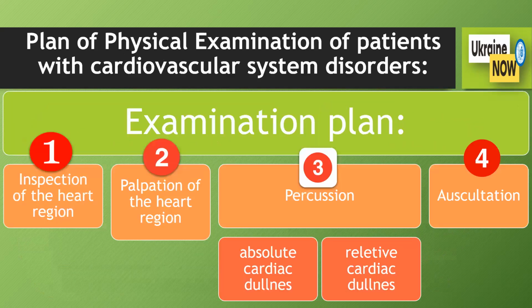As always, after subjective examination, we have to conduct a physical examination. Therefore, our plan of physical examination of patients with cardiovascular system disorder consists of inspection of the heart region, palpation of the heart region, percussion. Here we have determination of absolute and relative cardiac dullness, and auscultation of the heart.